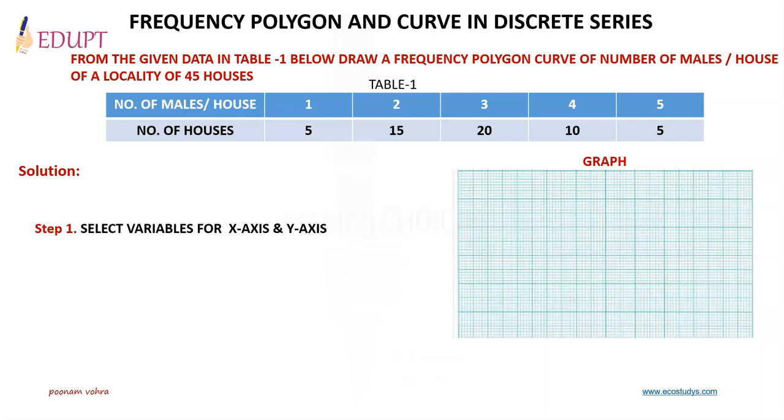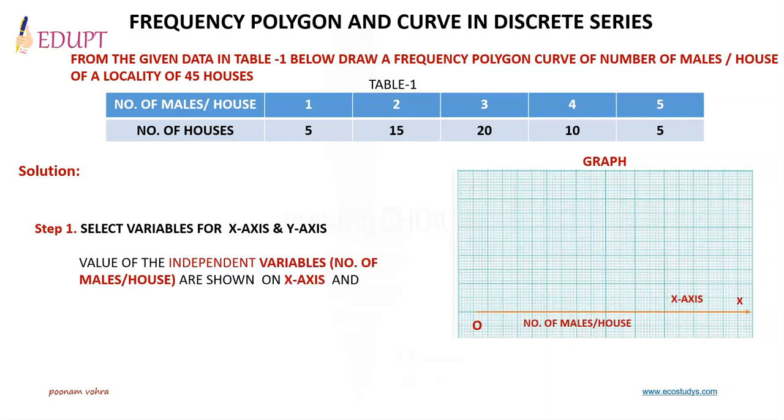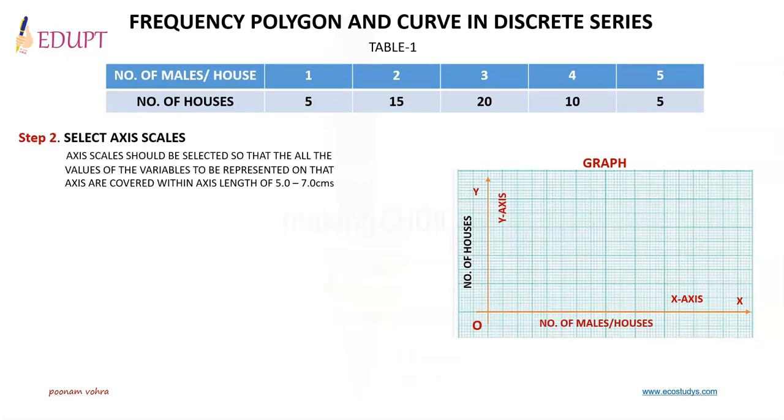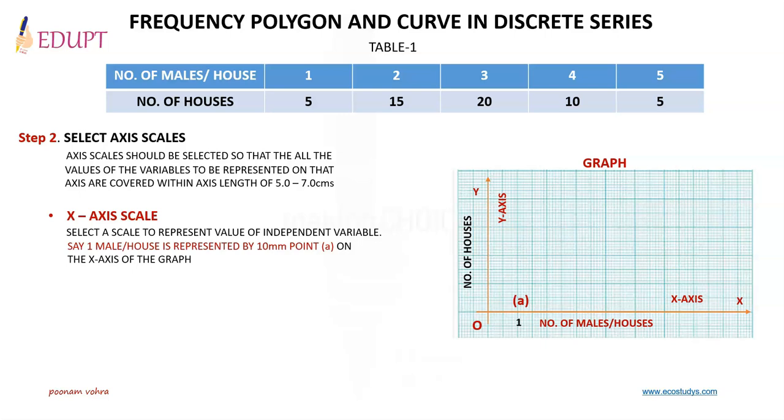Step 1 is that you need to select the variables for x and y axis. The independent variable, which is number of males per house, will be on the x-axis, and the dependent variable, that is number of houses, will be on the y-axis. Next, you need to select the axis scales, and the scales should be selected so that all the values of variables to be represented on that axis are covered within an axis length of 5 to 7 centimeters.